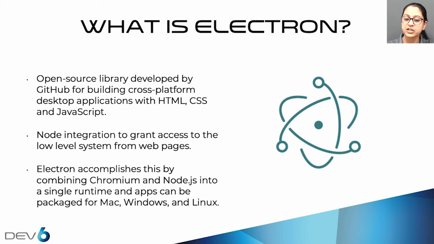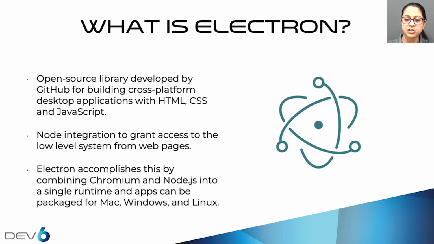And how Electron actually accomplishes it. Electron accomplishes this by combining Chromium and Node.js into a single runtime. And as an output of it, your app can be packaged for 3 platforms: Mac, Windows, and Linux.